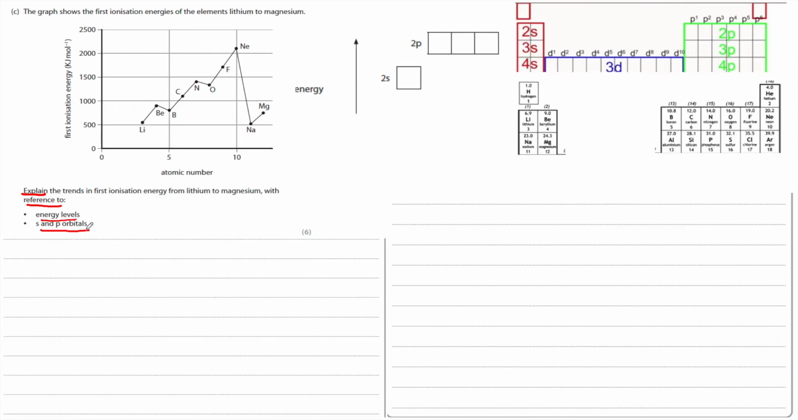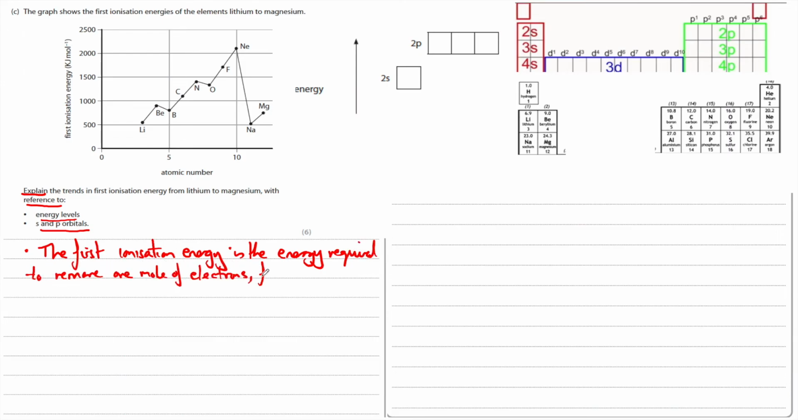So the first thing is you must explain what first ionization energy means, and that's the energy needed to remove 1 mole of electrons from 1 mole of atoms in a gaseous state. So it's removing the first electron from each atom. We can see the rough trend is that the energy needed to remove that first electron goes up between lithium and neon.